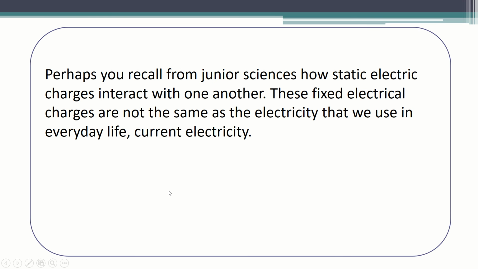Now, before we get to circuits, perhaps you recall from your junior sciences how static electric charges interact with one another. If you remember, these are fixed electrical charges. They're not the same as the electricity that we use in everyday life. When we talk about static charges, we're talking about charges that are not moving. You can basically create a static charge.